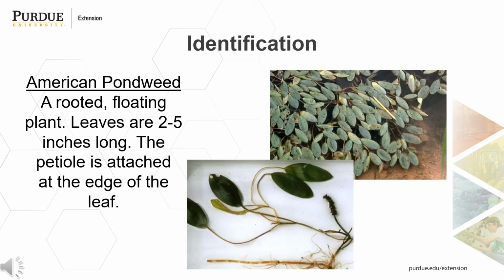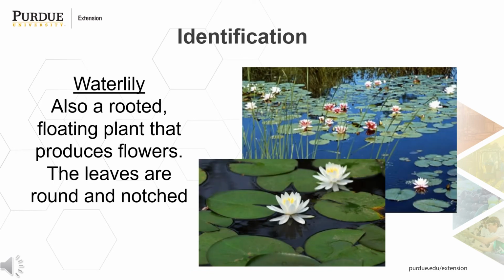American pondweed is a rooted plant that will grow in shallow water, usually less than 4 to 5 feet in depth. The leaves are about 2 to 5 inches long, and the petiole is attached at the edge of the leaf. Note the long horizontal underground rhizome from which new plants are produced. Water lilies are also a rooted plant and grow in shallow water.